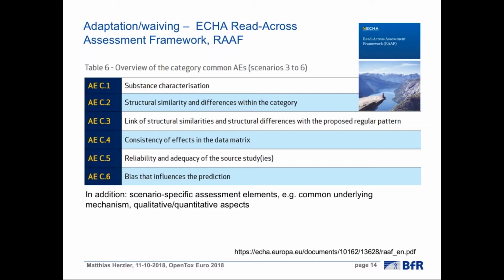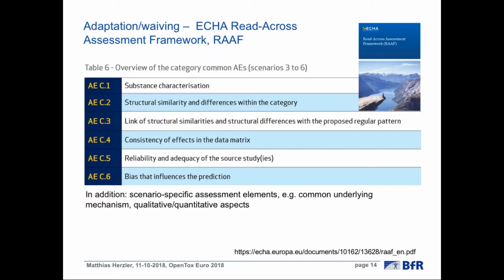So one of the so-called assessment elements is substance characterization. We struggle a lot with substance ID questions under REACH, just to show that the substance you talk about is really the one that you claim to talk about. In a category, you need to analyze, of course, the structural similarity, but also the differences within the category, which leads you to analyzing the link of the structural similarities, but also the structural differences, with the proposed regular pattern. You need to see a consistency of effects in the data matrix, and the reliability and adequacy of the source studies. And this is an important point, the bias that influences or might influence your prediction. With read across, this is particularly relevant.